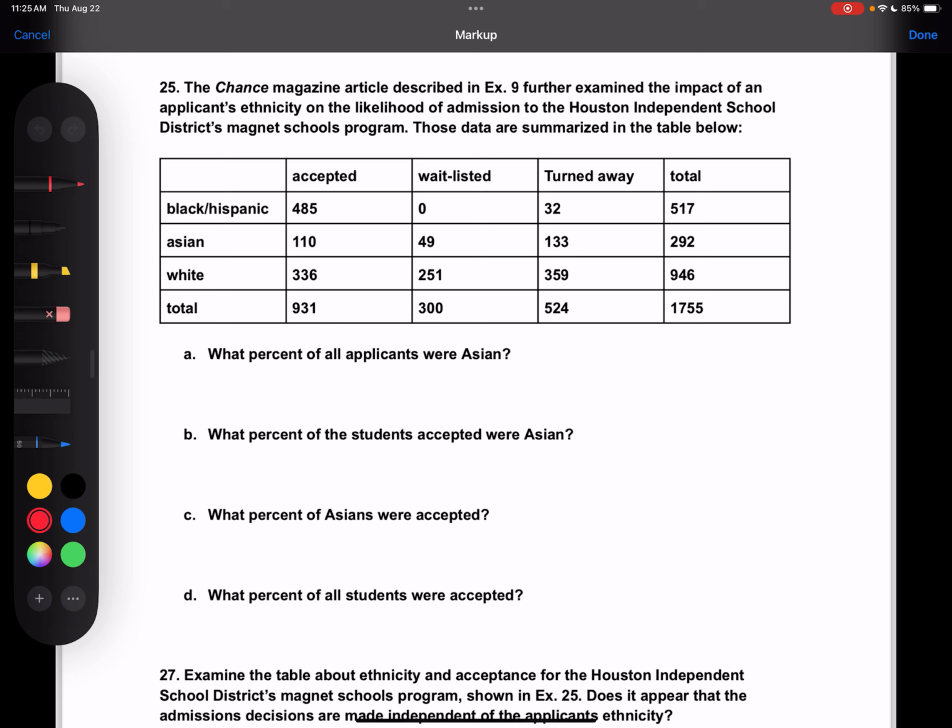So we're just adding all of the Asian row, 292 to 1755. So it's the percent of all applicants who were Asian. So 292 over 1755, and that ends up giving us 17%.